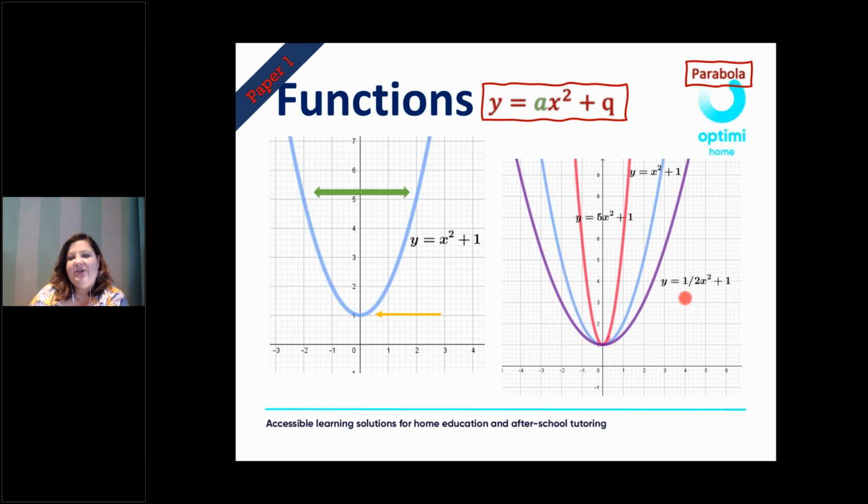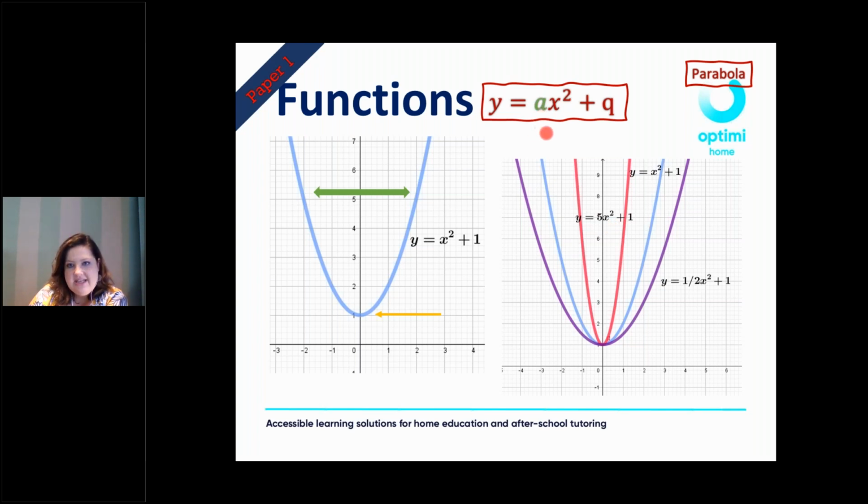Right. So if I have a half x squared, you see it's very wide. The next one is x squared plus 1, so it's 1x squared plus 1. It's a bit narrower. And the narrowest one that is drawn over here will have 5x squared plus 1. So what is the influence of the A over here?